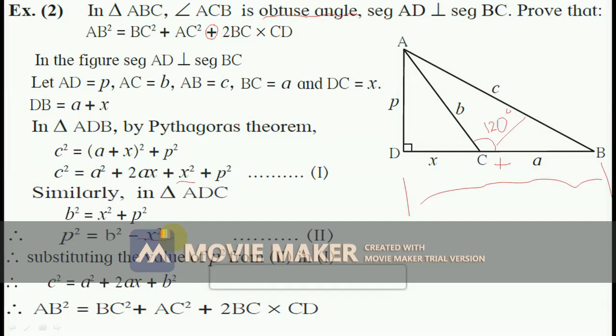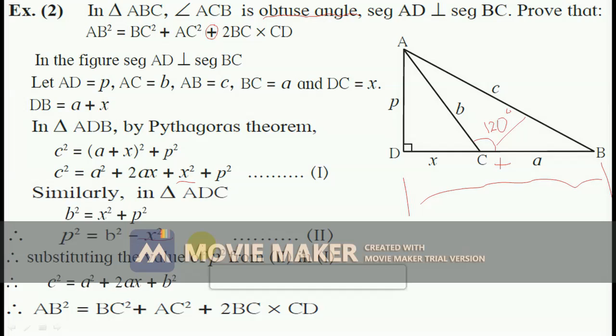Therefore c stands for AB, so we can write here AB square equal to a, which stands for BC, BC square plus b, which stands for AC, AC square plus 2 and a stands for BC. It means BC into x, which stands for CD. So we can write CD. Here we got AB square equal to BC square plus AC square plus 2BC into CD.